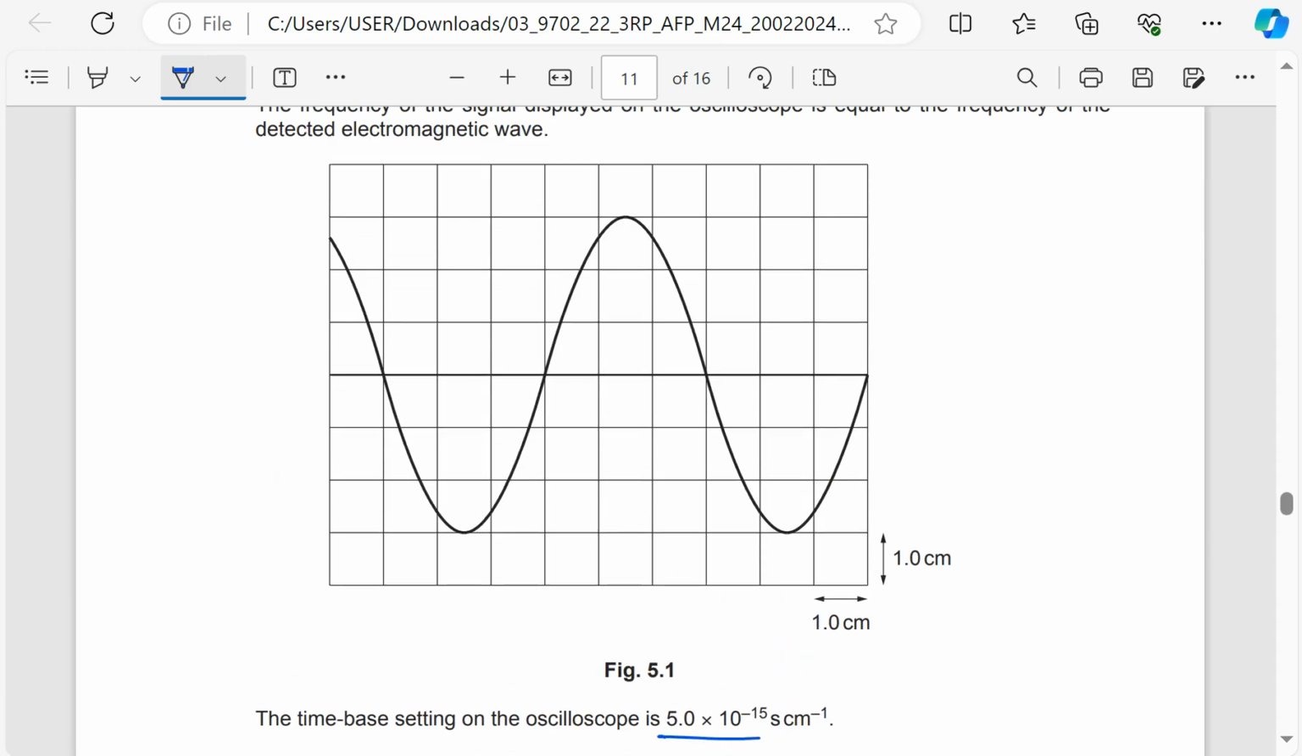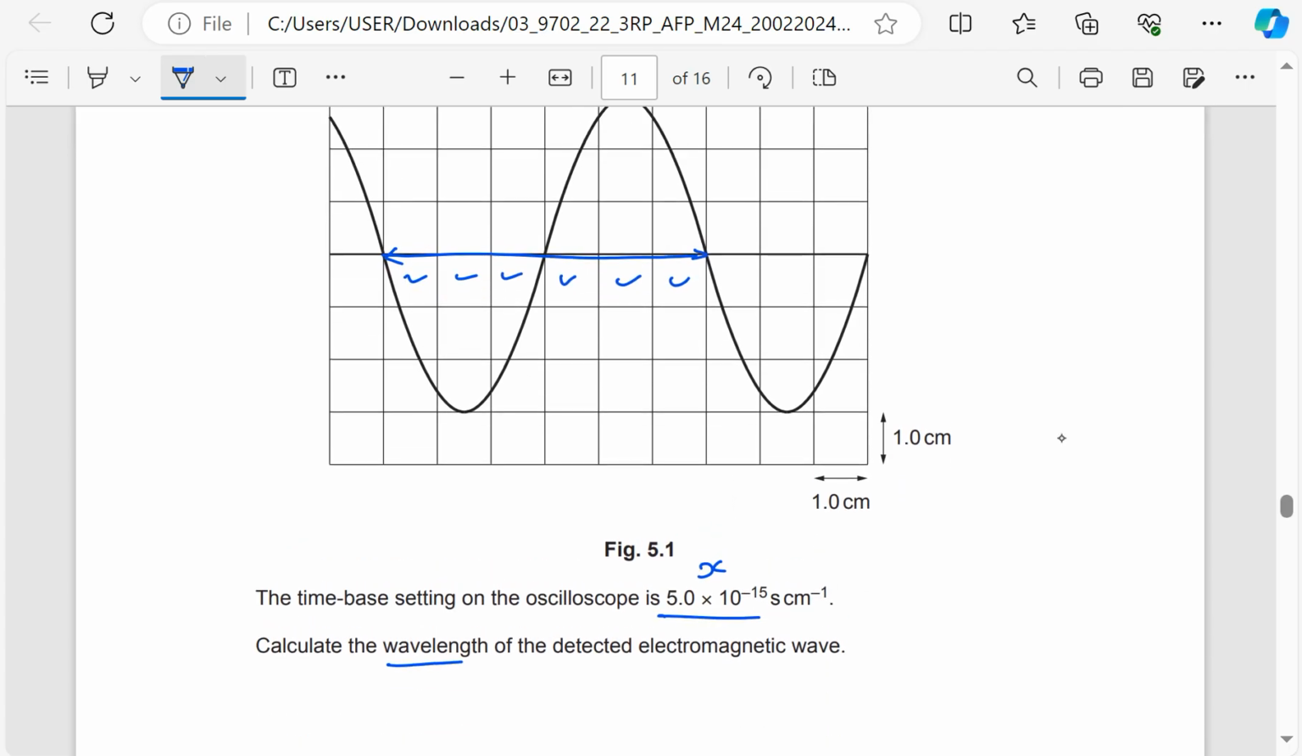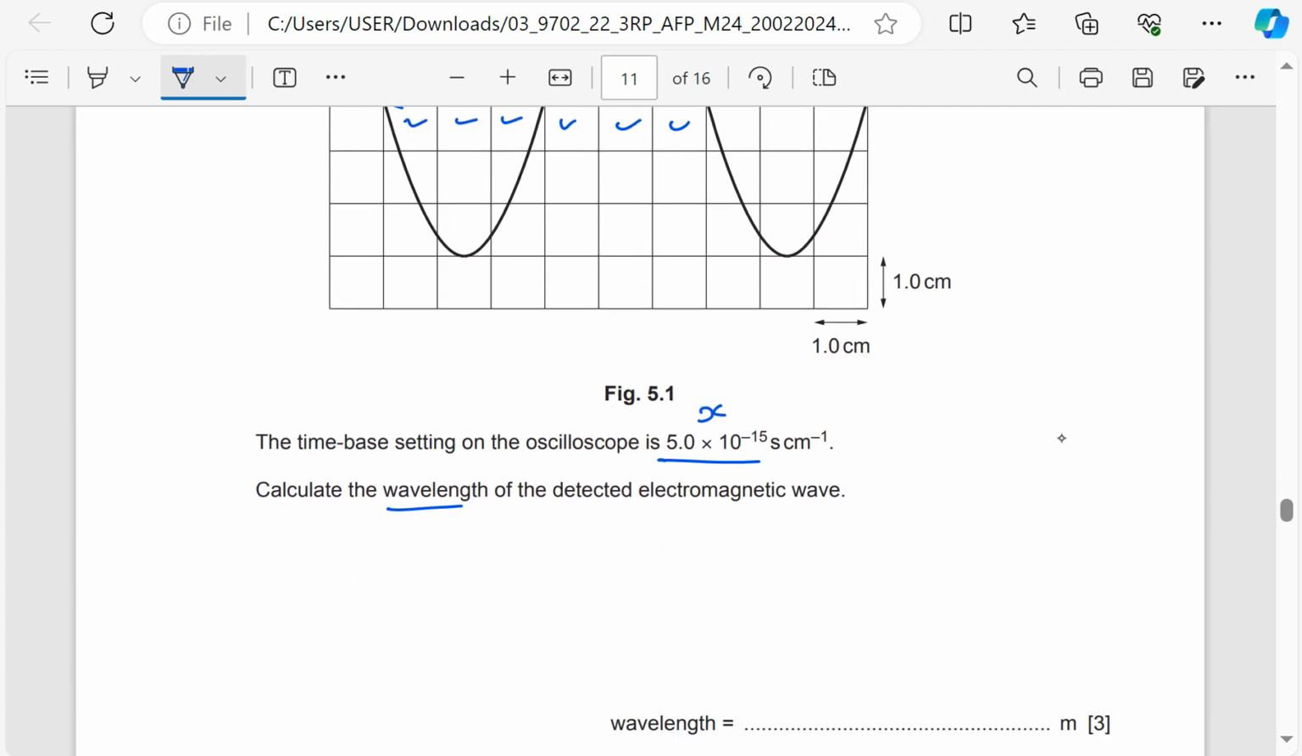So we have the time-based setting. My students always prefer to use X for time-based setting. So let's see on the X-axis, we have 1, 2, 3, 4, 5, 6. This is one cycle. So the length is 6 centimeters. So the period is equal to the length of one cycle times X, which is going to be 6 centimeters times 5.0 times 10 to the power of minus 15 seconds per centimeter.